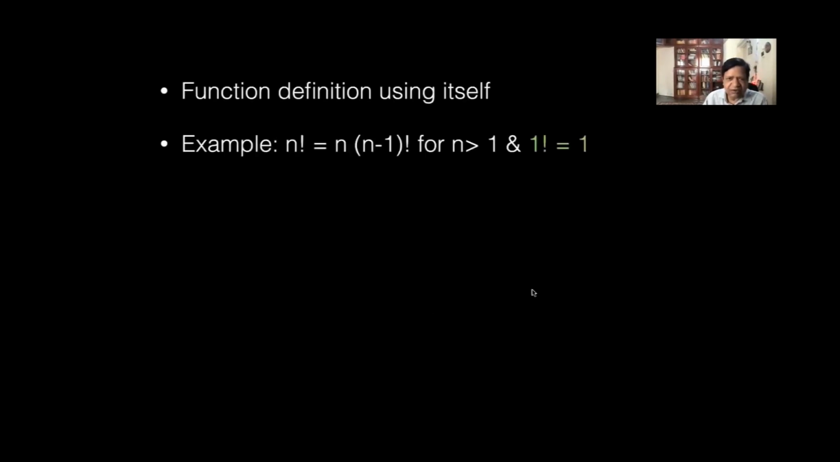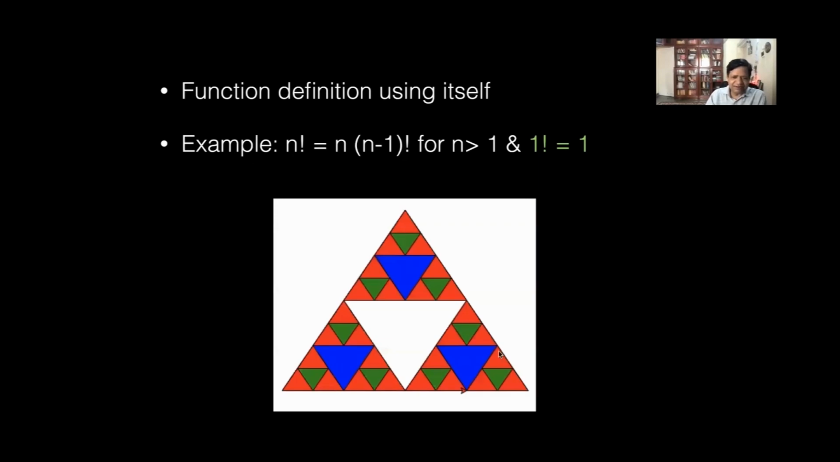So this is what I've written here, but you need to write this as well. There are two parts to the definition. For n greater than 1, n factorial equals n times factorial of n minus 1, and 1 factorial equals 1.